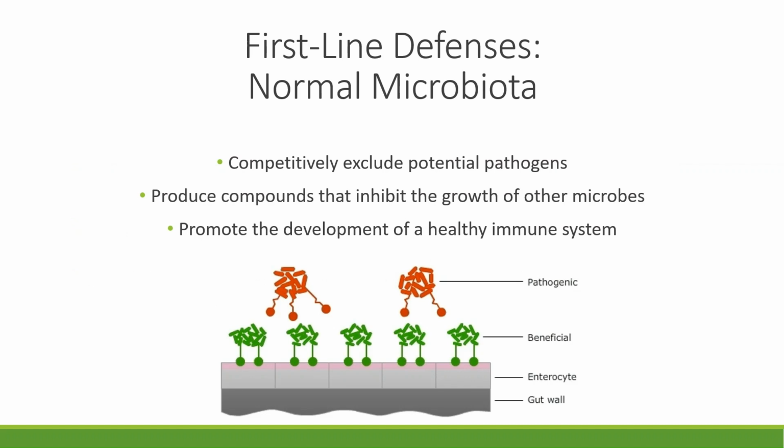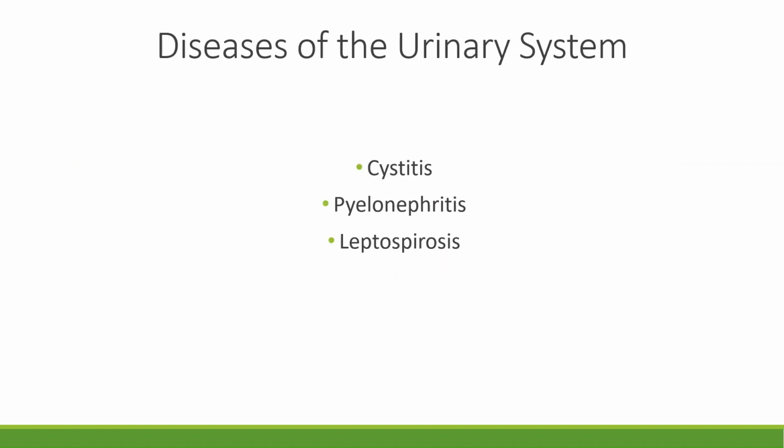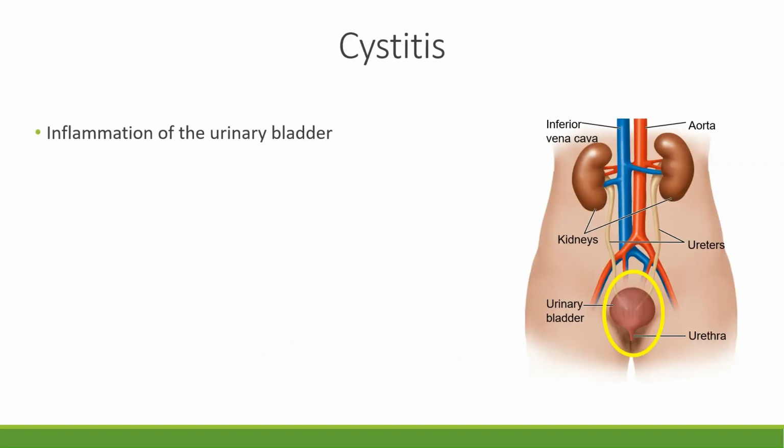This normal microbiota, just like with our genital tracts, is involved in our first line of defense from pathogens. So it helps to competitively exclude those pathogens. They produce compounds that inhibit the growth of other microbes, and they actually promote our healthy immune system. There are three diseases of the urinary system we'll discuss: cystitis, pyelonephritis, and leptospirosis.